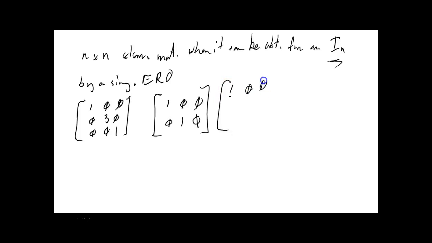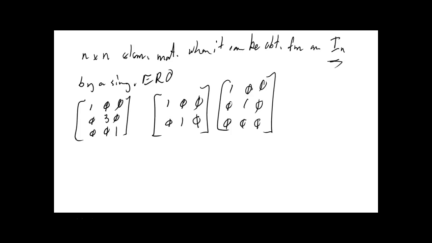1, 0, 0, 0, 1, 0, 0, 0, 0. Is that an elementary matrix? He's just going to say no. Okay, why not? You started with an I, but what did you multiply the third row by? Zero. You can't do that. You never multiply a row by zero. It's any non-zero number. So no, that's not an elementary matrix.